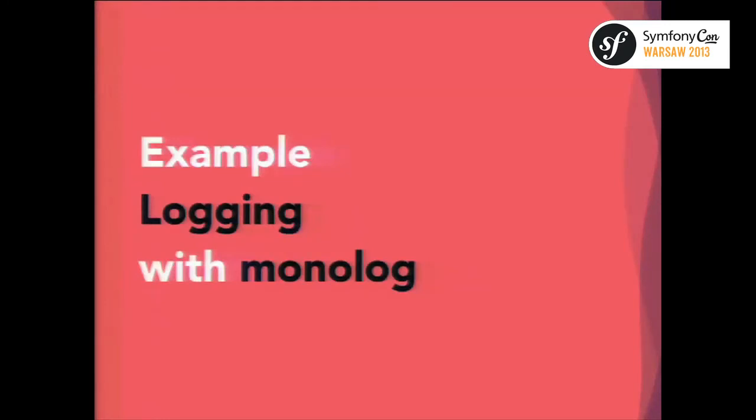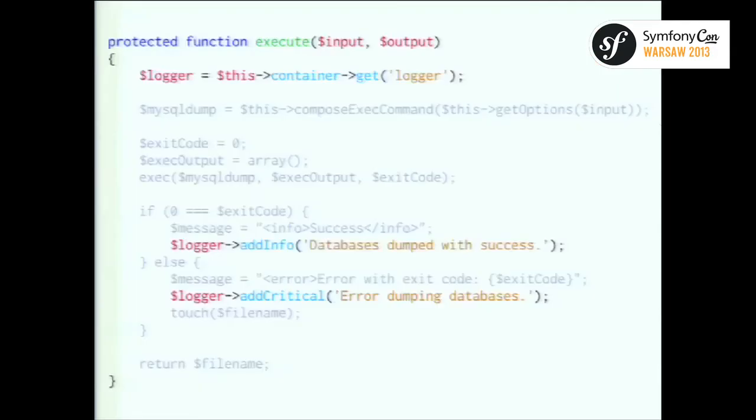So let's see an example of logging stuff. It's the same command, or at least very near. Basically, I am getting my logger and executing my command, and if the exit code is okay, I will just log that the database was successfully dumped. Otherwise, I will add an error to my logs, because probably you want to add some entries in your logs when executing commands, right? It's quite important for you to understand if the command was good or not, depending on your objective, of course.